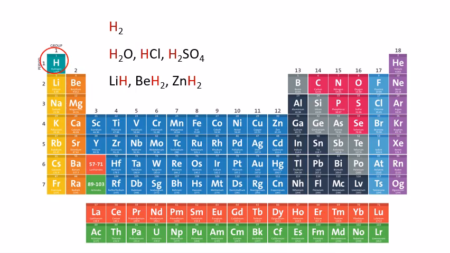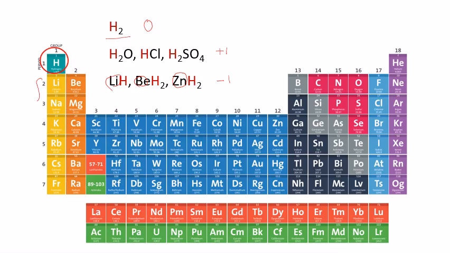For hydrogen, the oxidation state can be 0 when hydrogen is present in its native form as hydrogen gas, or +1 whenever hydrogen is bound to non-metals like oxygen, chlorine and so on. And when hydrogen is bound to metals like lithium, beryllium, zinc, the oxidation state of hydrogen is -1. So for hydrogen, the possible oxidation states are 0, +1 and -1.